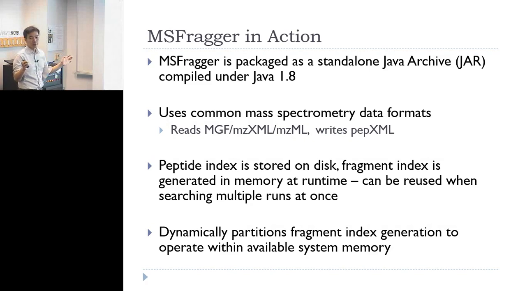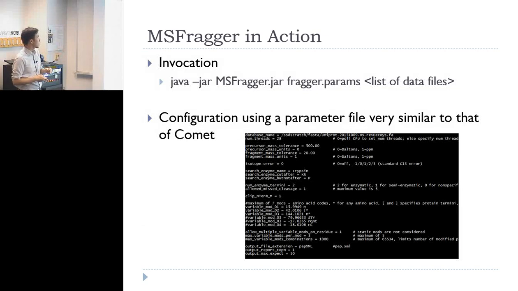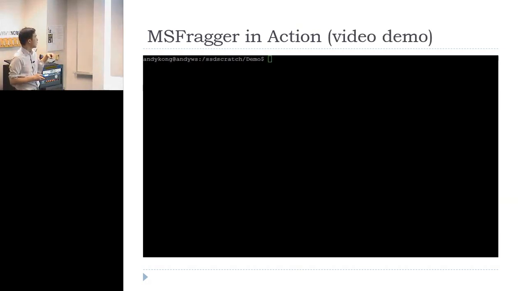It will dynamically partition your fragment index to operate within how much memory you have. So if you're interested in doing some gigantic searches that may take a few hundred gigabytes of memory, and you don't have that, MSFragger will say, okay, let me do this one chunk first, and then I'll do the next chunk, and the next chunk, and it'll combine everything together at the end to give you your final results. To run it, java -jar MSFragger, then you give a parameter file, and then a list of data files. The parameter file is very similar to the one that you would use for Comet. And here I have a little video that will demonstrate what it does.